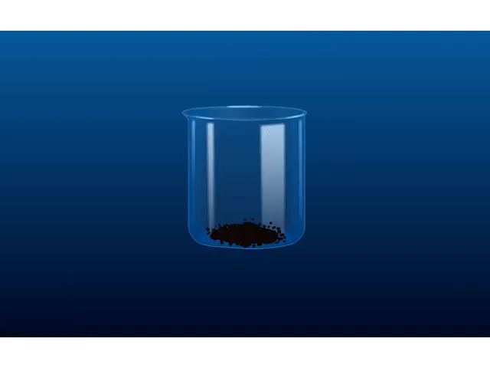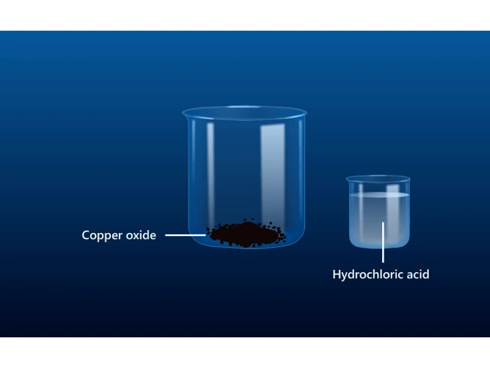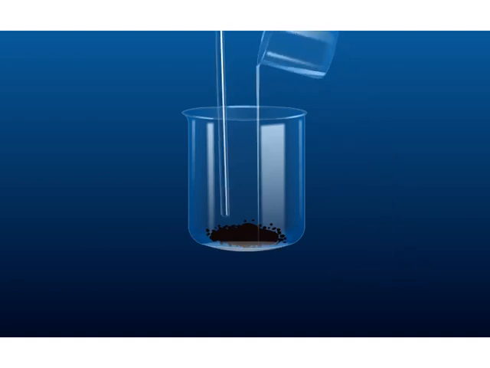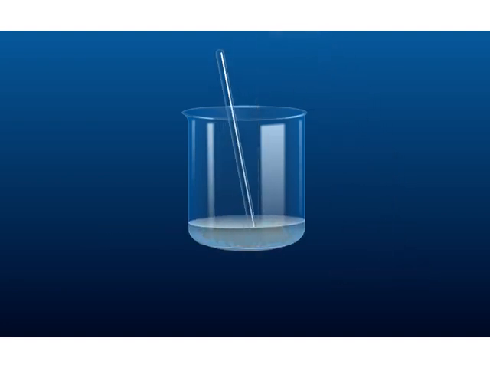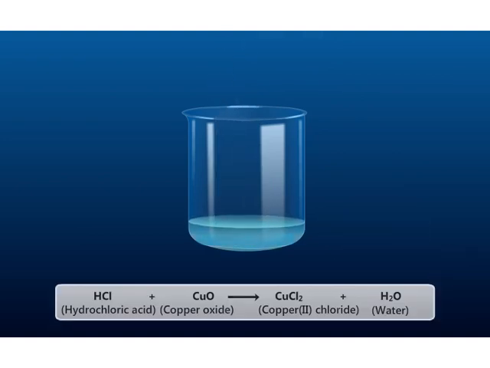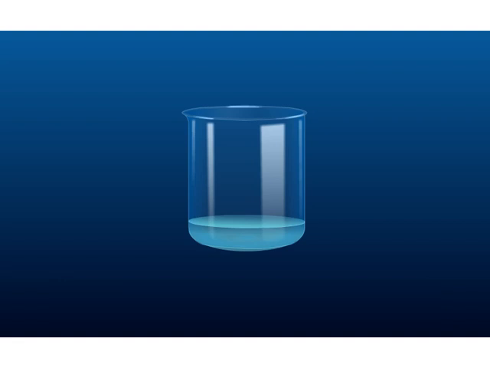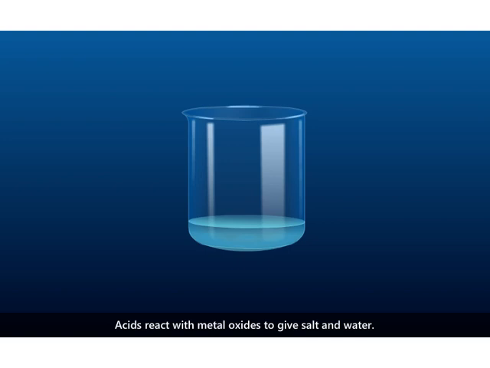Take a look at this. Take a small amount of copper oxide in a beaker. Add dilute hydrochloric acid slowly while stirring. What do you observe? A blue-colored solution is formed due to the formation of soluble copper chloride, which is a salt that is blue in color. Acids react with metal oxides to give salt and water.